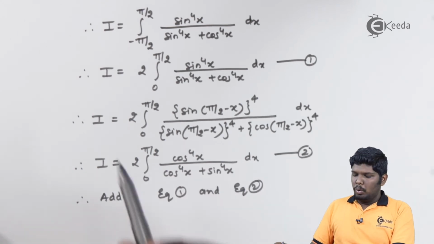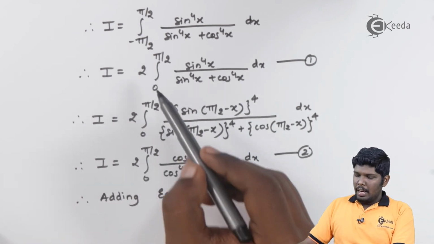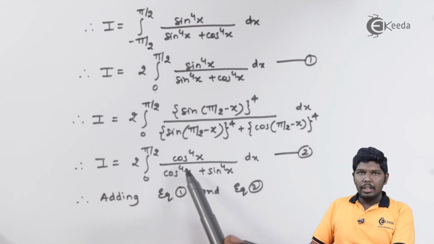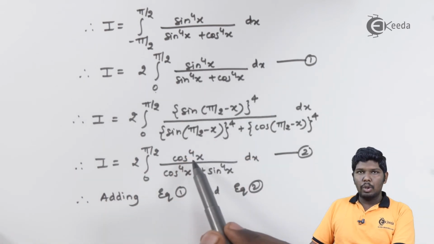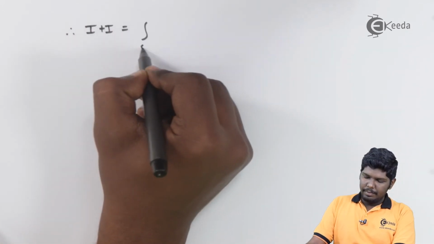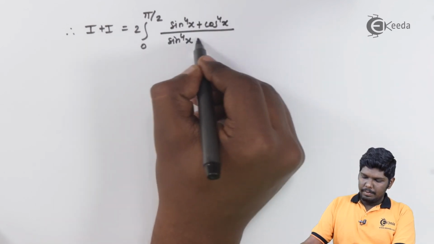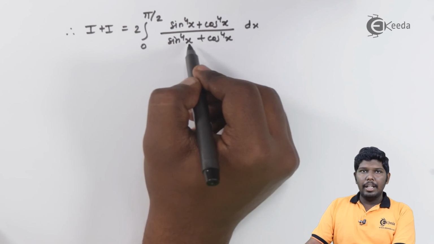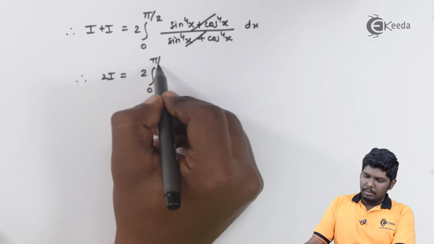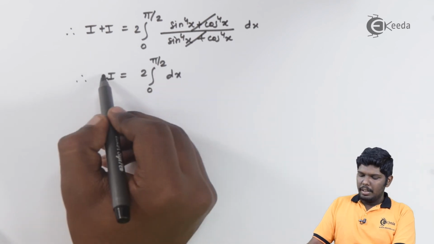After adding equation number 1 and 2, on the left hand side you will get I plus I, and on the right hand side 2 will be taken common, and both have same limit 0 to pi by 2. Also both have same denominator, so we can directly add the numerator. That will give you sin raised to 4x plus cos raised to 4x divided by sin raised to 4x plus cos raised to 4x. Here numerator and denominator being same, it will be cancelled. We have 2I is equal to 2 into integral 0 to pi by 2 dx. 2 will be also cancelled.